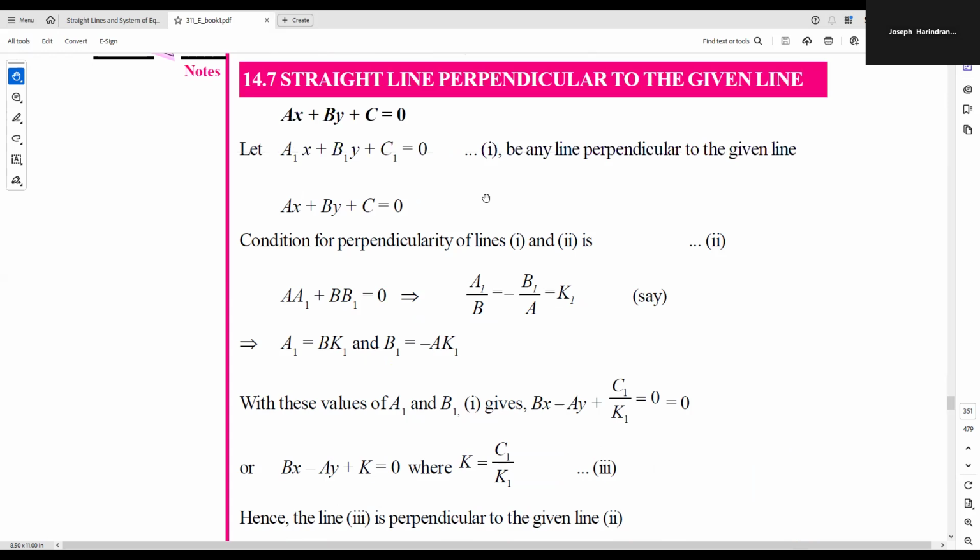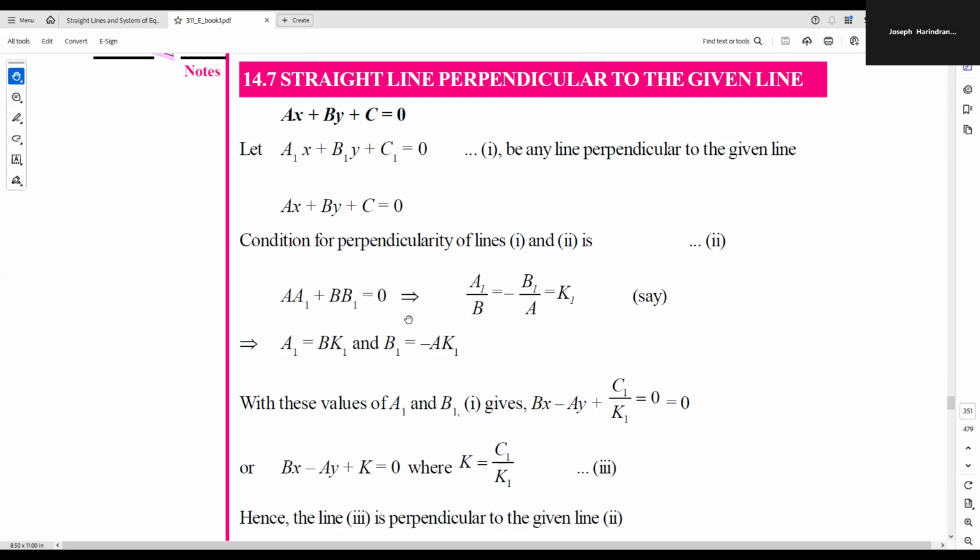We now apply this condition. Minus A1 by B1 is the slope of this line. Minus A by B is the slope of the second line. They want to be perpendicular. What happens is the product should be equal to minus 1, because of the negative reciprocal. The slope of this line should be equal to the negative reciprocal of the other one, B1 by A. The product of B1 and A1 adds up to 0.